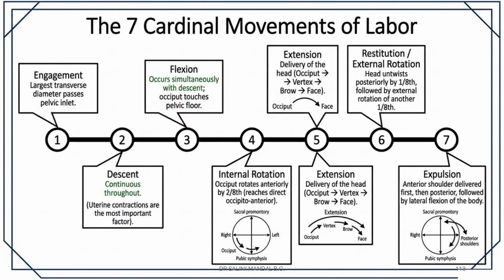In extension, the delivery of the head occurs, basically crowning, and then the occiput, vertex, brow, and face come out. Then restitution, where the head untwists posteriorly by 1/8 of a turn. And finally we have the expulsion.